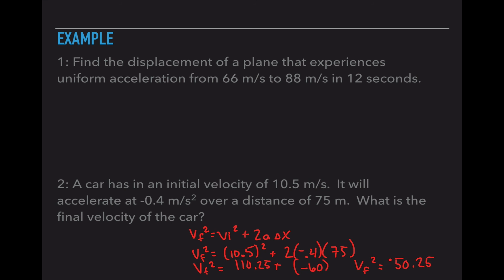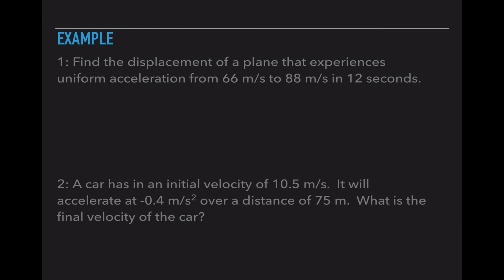And then our last step, since we want just the final velocity, we need to square root to get rid of that squared. And it ran out of space, so the final velocity is 7.08 meters per second. And again, we know it's meters per second because up here we have meters per second, meters, and meters per second squared, so those all end up canceling out.